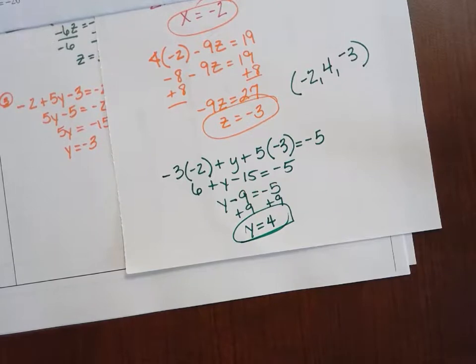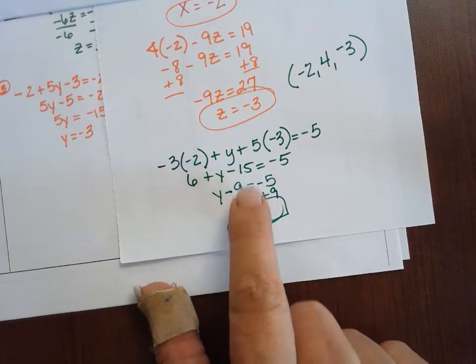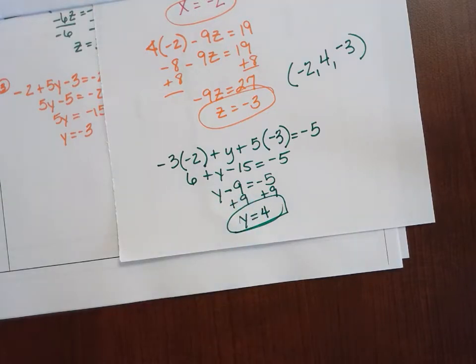I have a question. Do you do 6 minus 15 or negative 15 plus 6? Yeah, negative 15 plus 6 is negative 9. I just combined my like terms. Good? Do we feel better about these now? Yes. Yes.